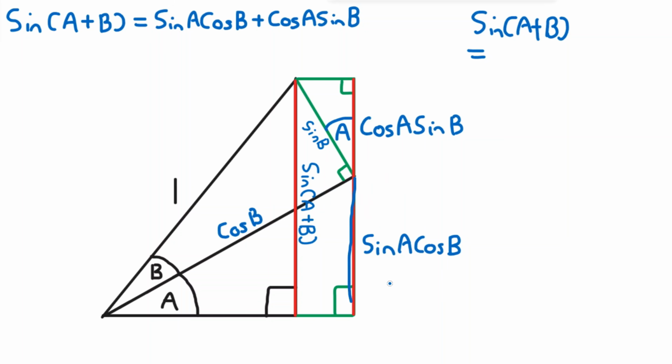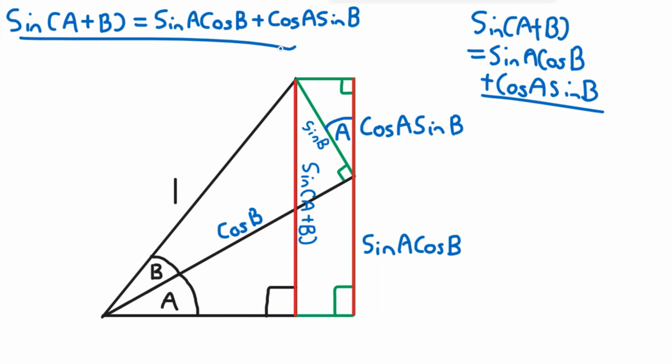This line here, which is sin A cos B, plus, and then this line here, which is cos A sin B, and this is what's required. Sin of A plus B is equal to sin A cos B plus cos A sin B, like this. So the trick is you're looking for two lines that you can visually see are equal in length, and then see what makes up these lines in terms of their trigonometric values.